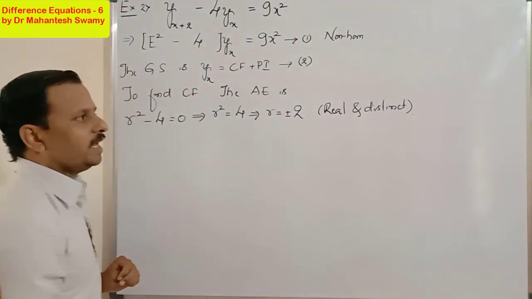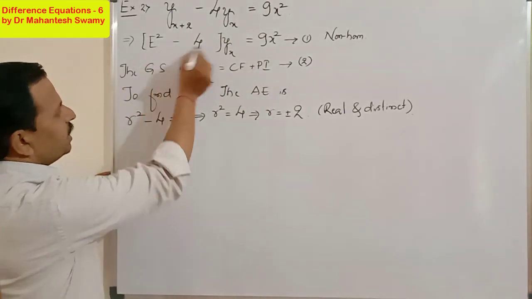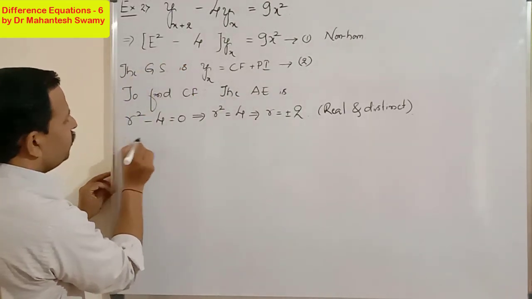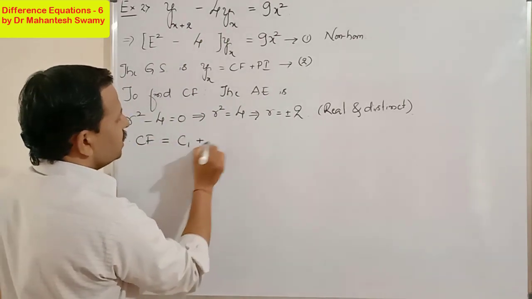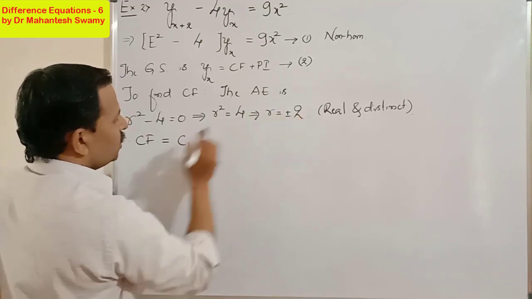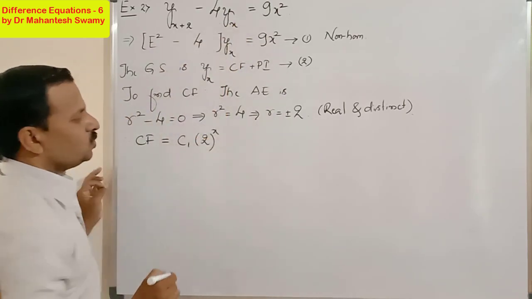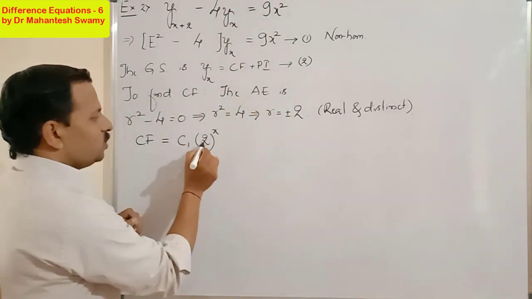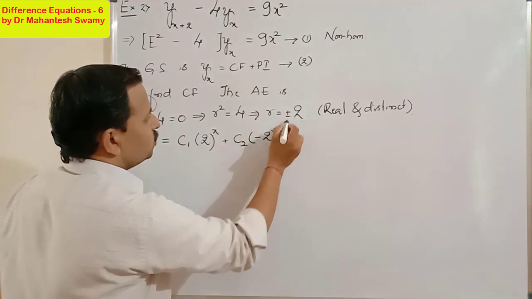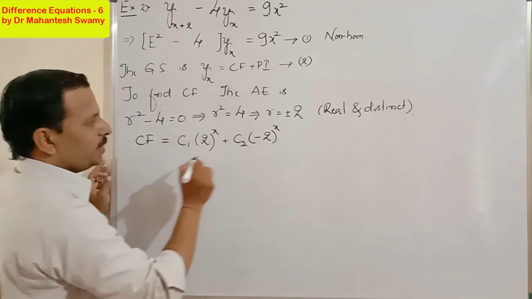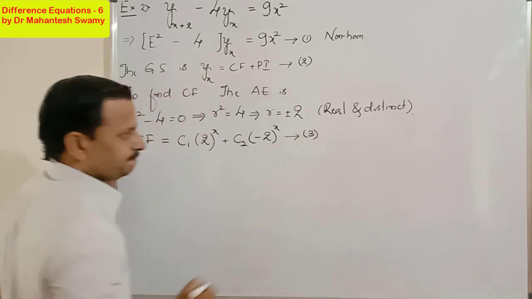So the two roots are real and distinct. With these two roots, now we shall write down the required complementary function. Therefore, the complementary function is equal to c1 into the first root, that is 2 to the power x, what is the independent variable, x, plus c2 into the second root, that is minus 2 to the power x. So this is the complementary function which we have computed in equation number 3.